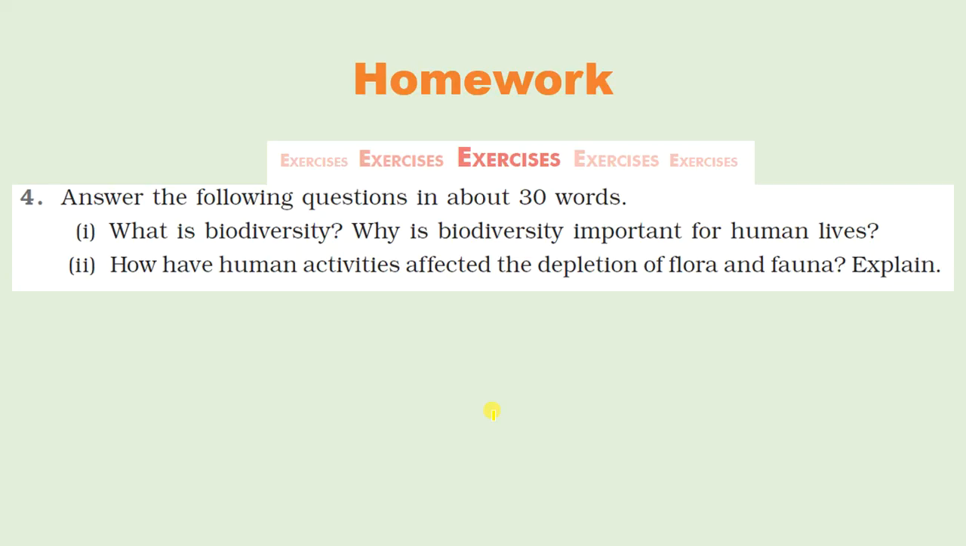So this was all about today's topic. Now the time to discuss homework. This is question number 2 from your exercise. Answer the following question in about 30 words. What is biodiversity? In the previous module we discussed, here also a little bit discussed. So why is biodiversity important for human lives? And how has human activity affected the depletion of flora and fauna? Explain. So these two questions you have to do. Try at your level to find out the answers.